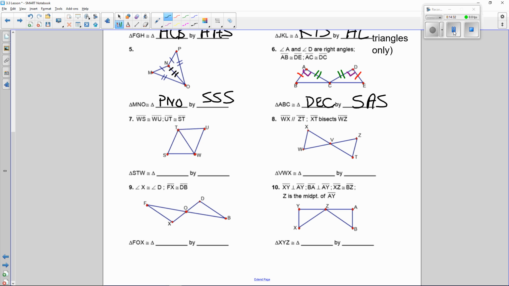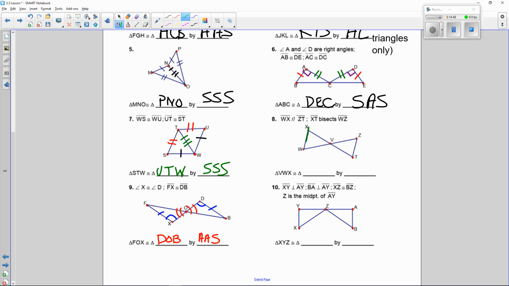Go and try the last 4. There's the answers to 7 and 9, which I think were pretty doable. You had some vertical angles there on number 9. You had to mark to be able to answer that one. So number 8, they give us some information.